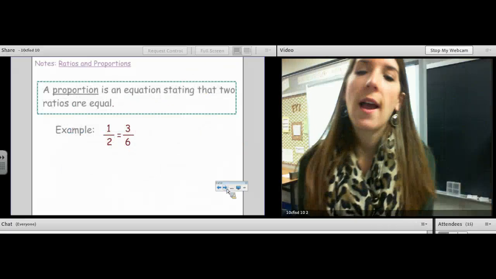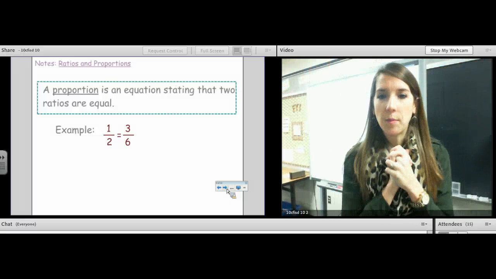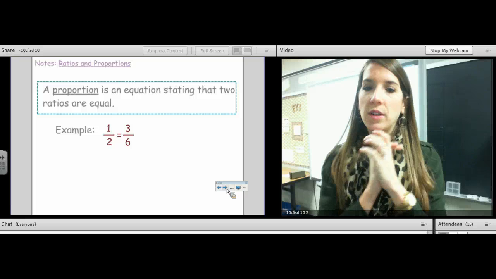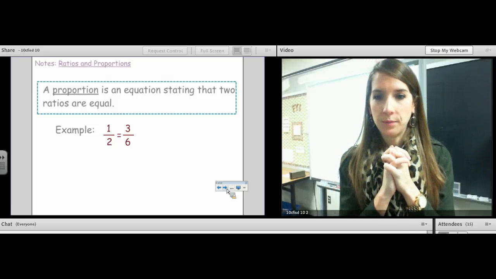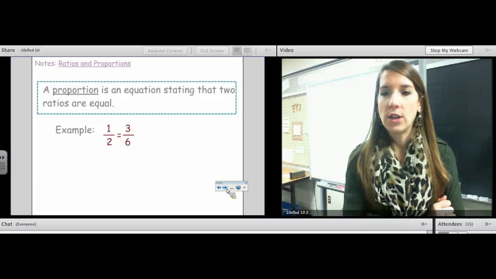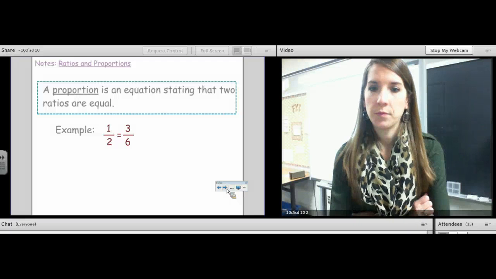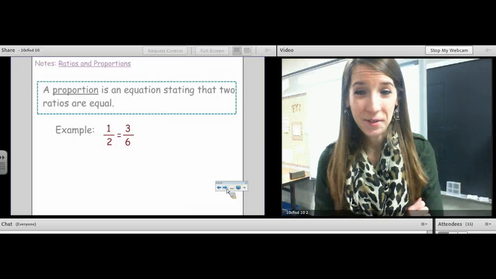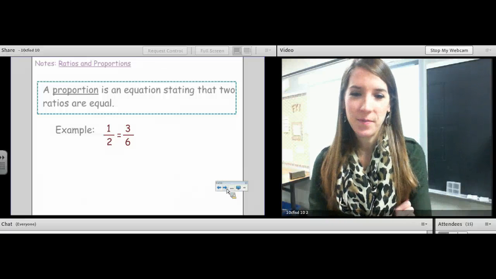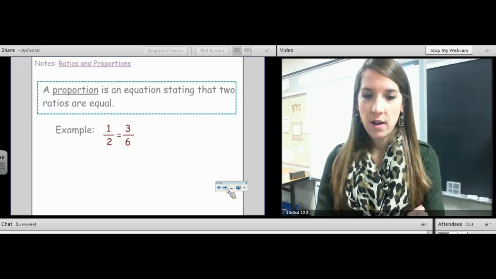Okay, so now if you take a ratio, and you set them equal, you have a proportion. So proportion is really just two ratios set equal to each other. Proportion: an equation stating that two ratios are equal. So there is a proportion right there. 1/2 equals 3/6. We're getting real deep here. We're going to move on.